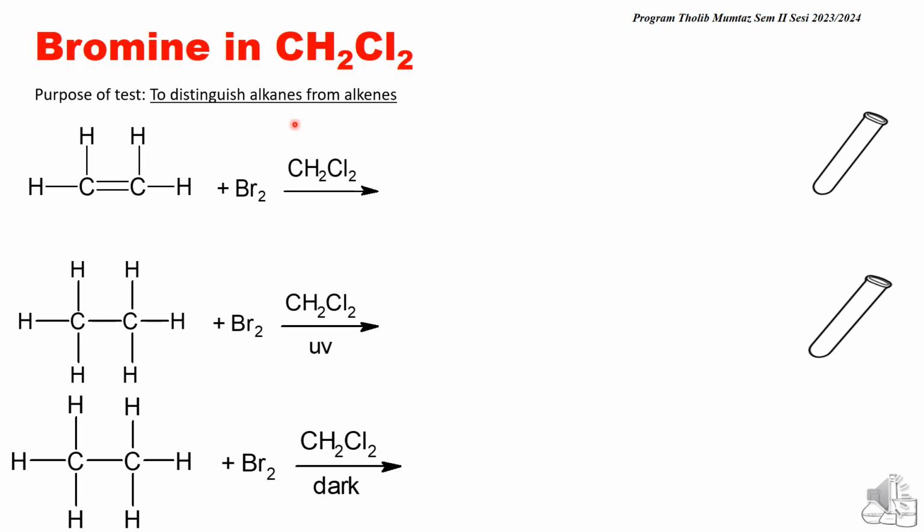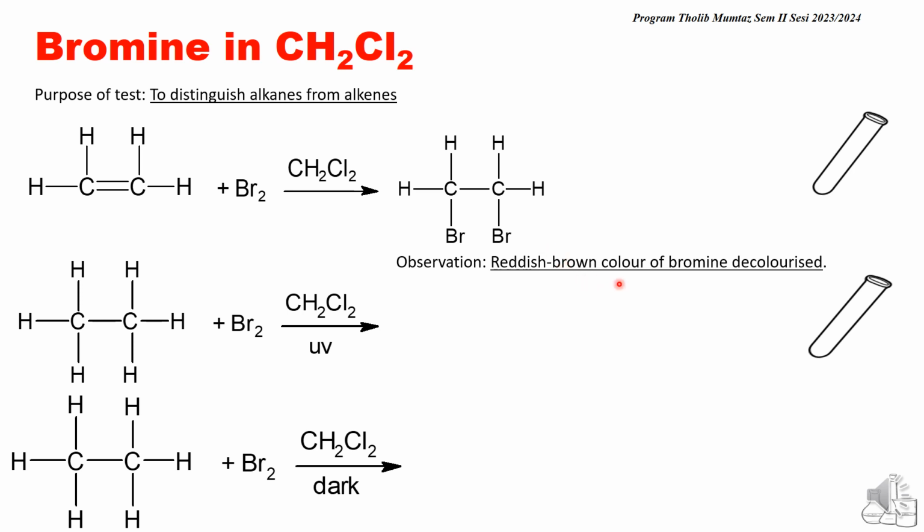So let's look at the first structure. You are given here an alkene, or carbon-carbon double bond. When reacted with bromine in CH2Cl2, the structure will undergo electrophilic addition reaction. So the carbon of the double bond will get one bromine atom each. So this observation will be reddish brown color bromine decolorized.